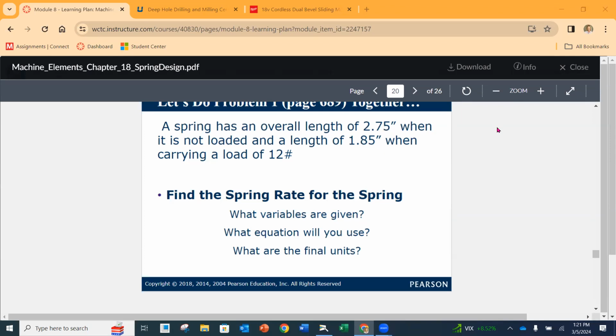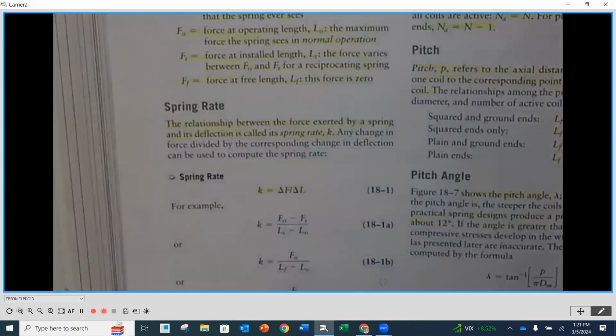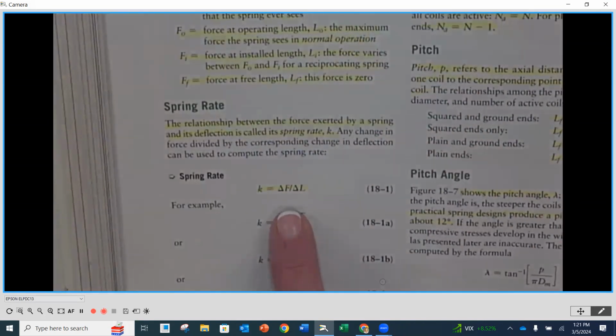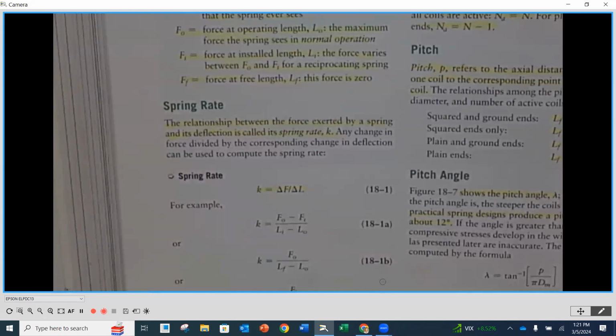Okay, so let's start answering these questions down below. To see how we're going to approach this, I'm going to start with the second question: what equation will you use to solve for spring rate? I'm going to start with the variable form first. So k is going to be equal to the change in the force, divided by the change in the length. So Brandon already went to the next step. Before we identify our FOs and our FIs and our LFs, let's go back over here.